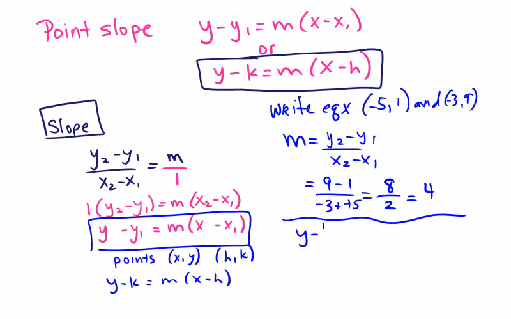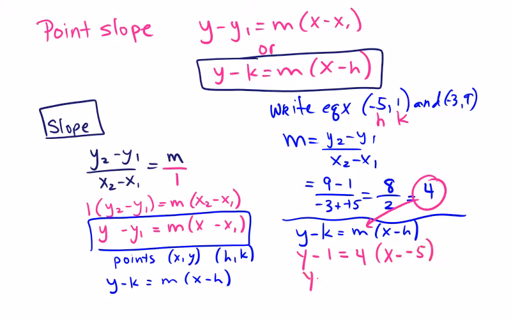y minus k is equal to m times x minus h. One of our points we're going to label hk. So I'm going to take this negative 5, 1 and label it hk. So that means our equation is y minus 1 equals the slope of 4 times x minus negative 5.